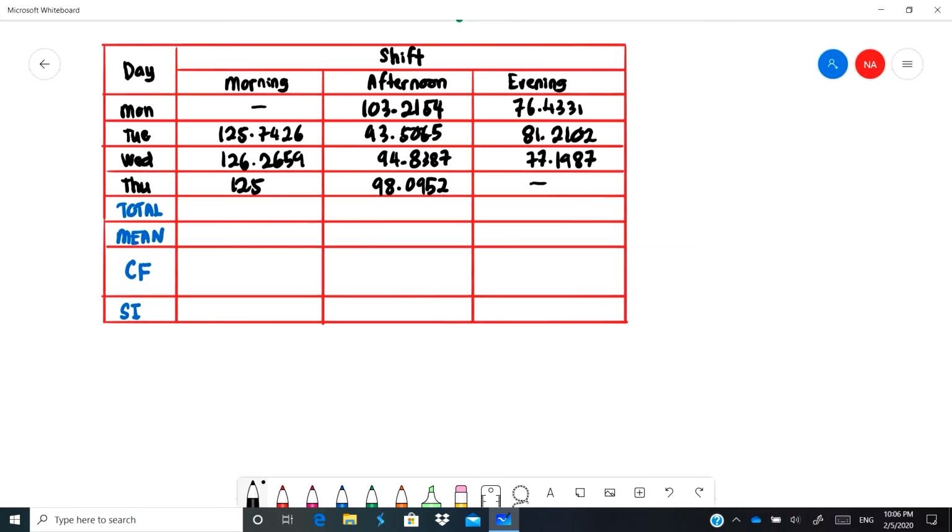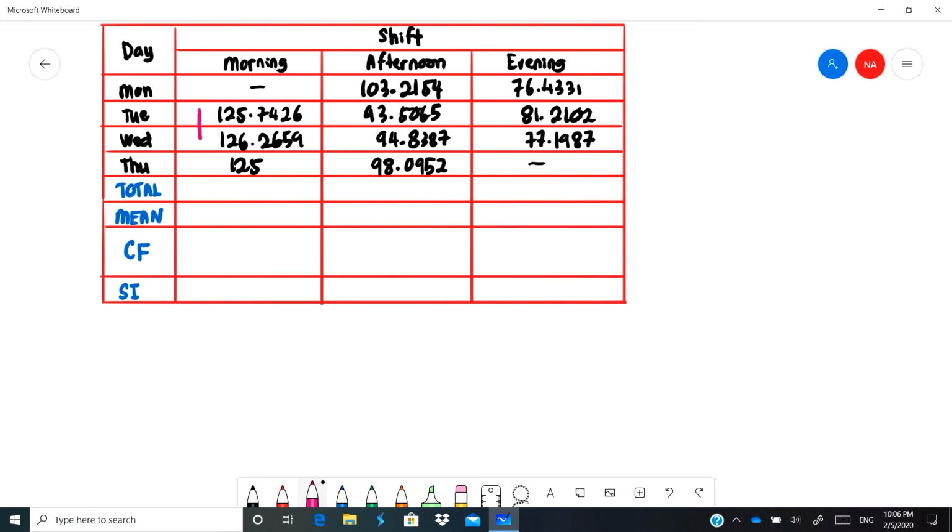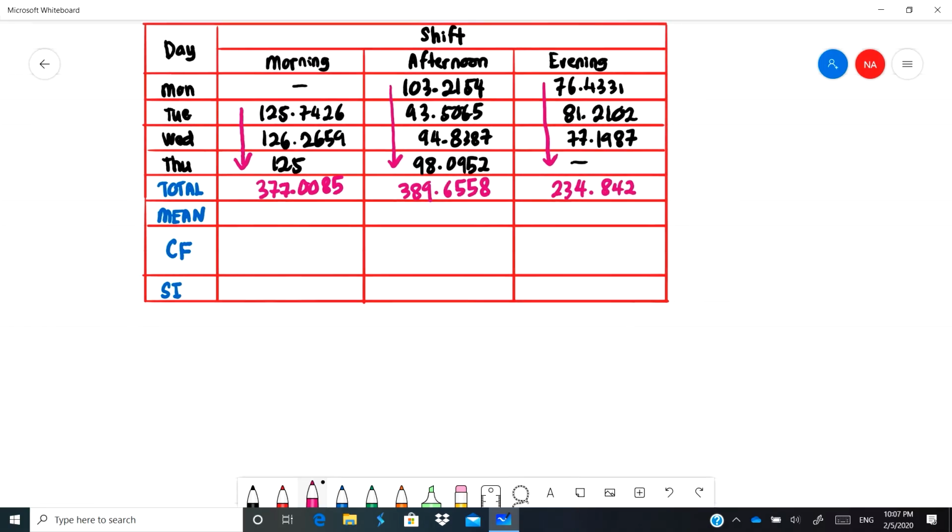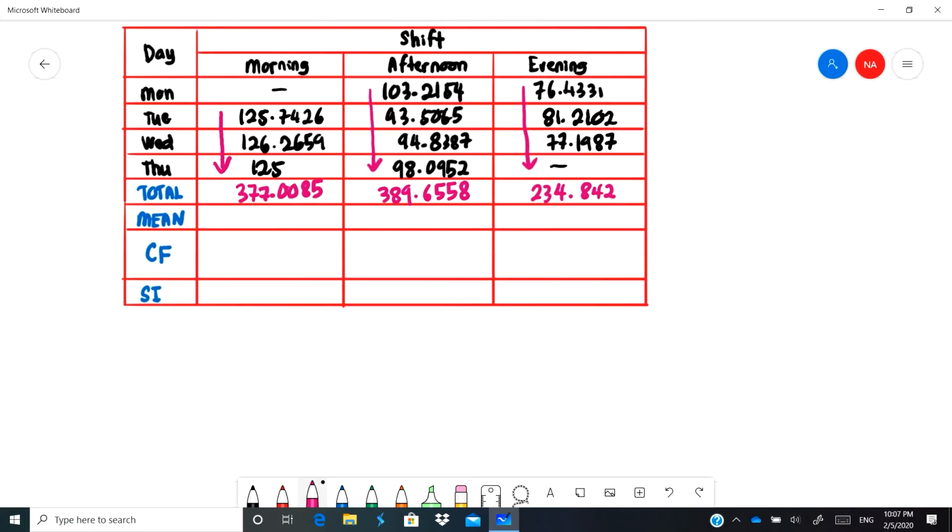To find the total, we'll have to add this up. Please use your calculator and add those values, so we'll get 377.0085. Same goes to this one, you have to add these 4 values, so you'll get 389.6558, and the next one we'll add these values, so you'll get 234.842.